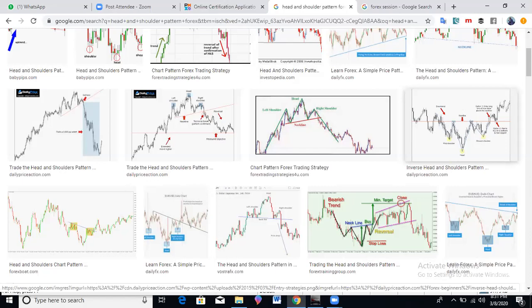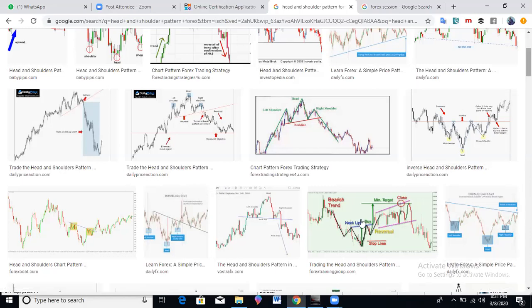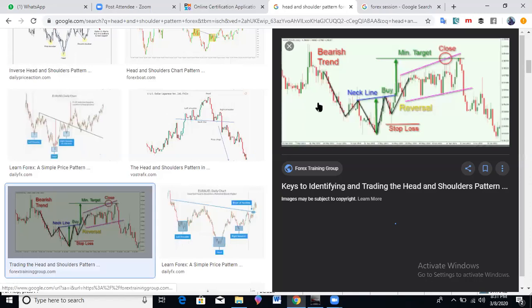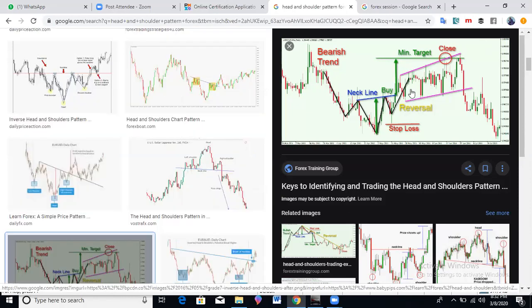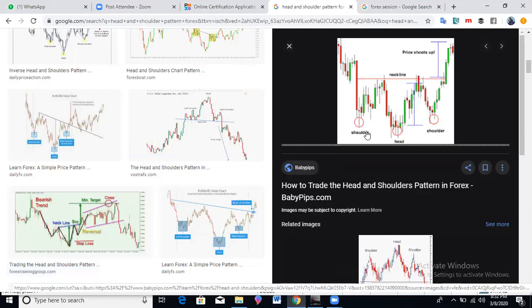So we can have it. Okay, let me use this. So first shoulder, head, second shoulder, neckline, and then your stop loss. They say your stop loss is here, and then your minimum target is here, and anyway. So another one. This is another one.